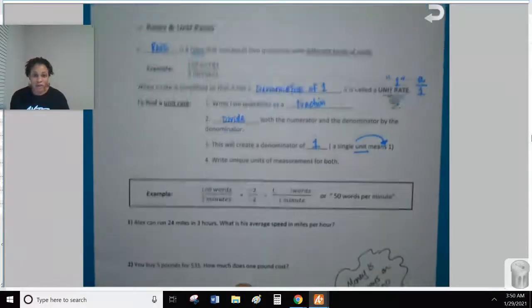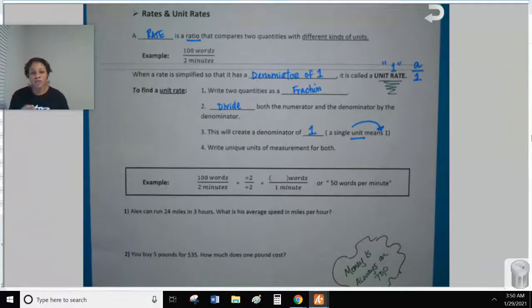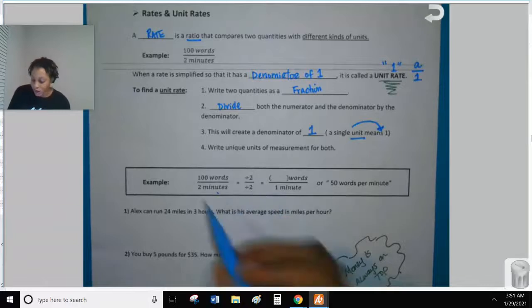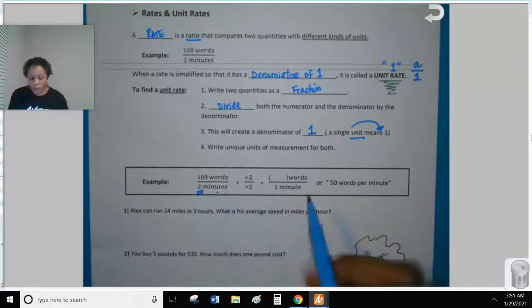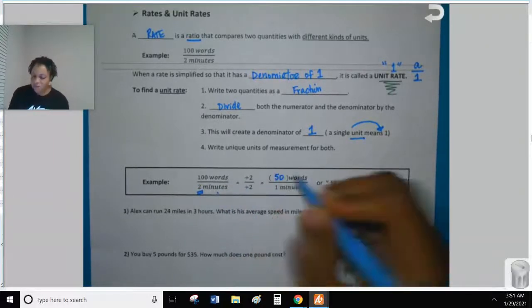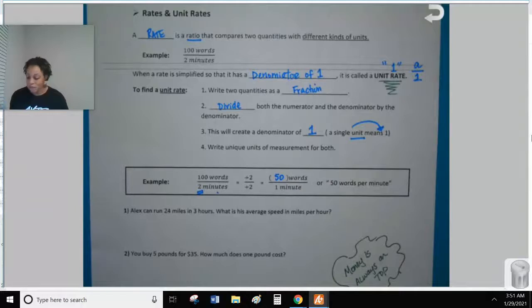So let's look here in the example box. It says 100 words in 2 minutes. So Ms. Jackson can type 100 words in 2 minutes, but I want to know how many words she can type per minute. So based on the directions, I'm going to divide the numerator by the denominator and the denominator by the denominator. Here our denominator is 2. 2 divided by 2 will give me 1. And 100 divided by 2 will give me 50. So 50 words per minute, okay? There's that per. That is our unit rate. So in 1 minute, Ms. Jackson can type 50 words, okay?